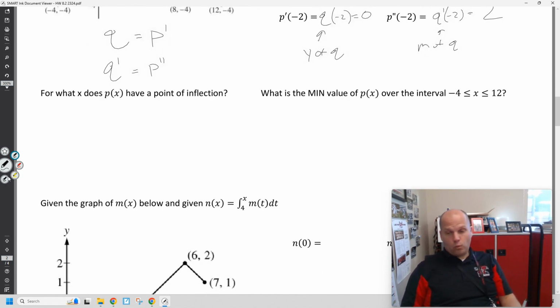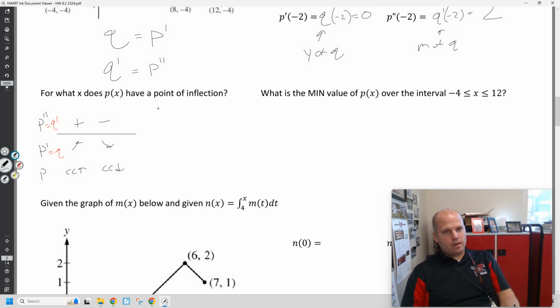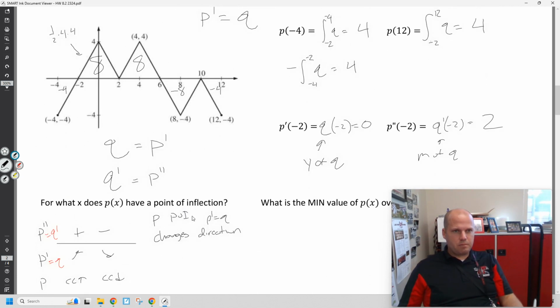All right, points of inflection with justification. When P has a point of inflection, P double prime will change signs, or P prime will change directions. That causes P and its concavity to change. Okay, now again, what are we looking at? A graph of Q. Q's direction changes, or Q's slopes values change. Okay, I'm going to say P has a point of inflection when P prime, which equals Q, changes direction from increasing to decreasing or decreasing to increasing. I'm pretty sure they'd accept that.